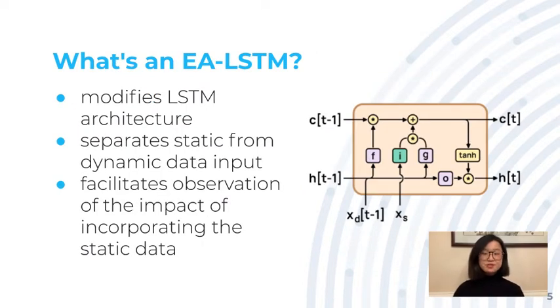So they modified the traditional LSTM architecture to create an entity-aware LSTM. This architecture separates the static data input from the dynamic data input, so you could use your demographic data as the static data that calibrates the model, and your dynamic data would be the time series that you have, such as the cases that you're trying to predict, or in my case, the mobility trends and the environmental variables. It also facilitates the observation of the impact of actually incorporating that static data, which is something that I will talk about later on: the benefit of including the demographic variables and whether that calibration is actually producing a significant impact on how accurate your model is.